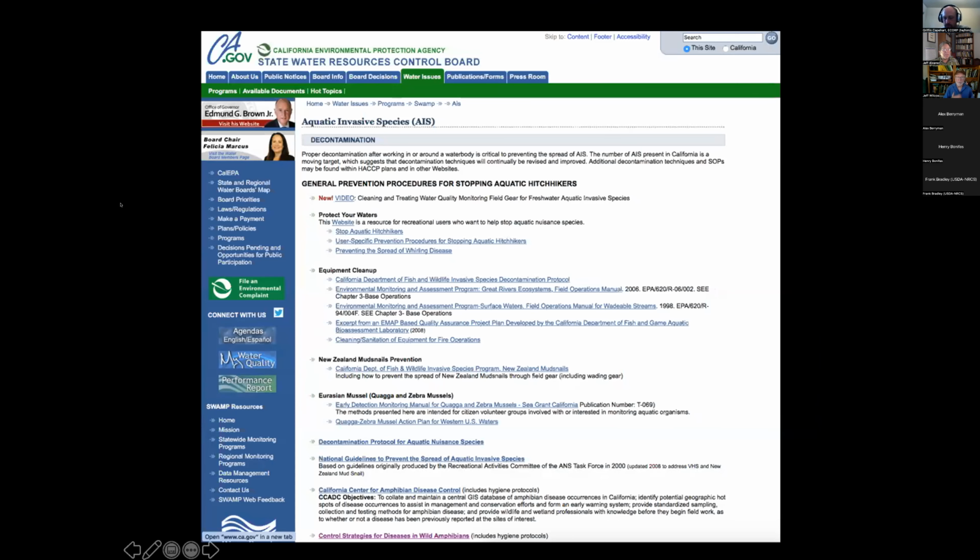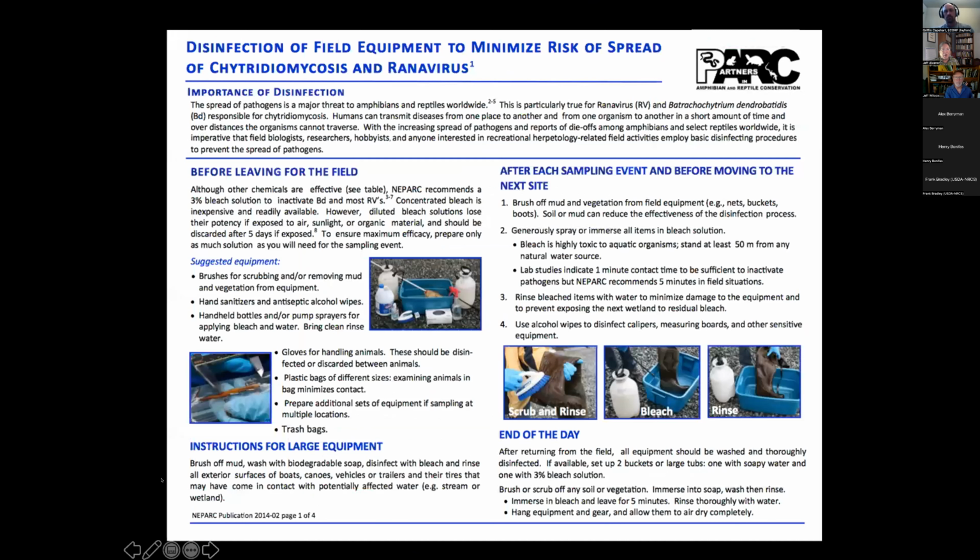So this is sticking with the decontamination protocol. If you haven't figured it out already, you can look up this stuff online. The Water Board has a webpage that has decontamination protocols. It's way down here on the bottom, but you still can find it. So look up theirs if that's the one you need to use. PARC, Partners for Amphibian and Reptile Conservation, has their own. It's very, very similar, but this version tells you how to do it in the field. It can be modified in some ways, but you have to make sure that it's effective. So it being effective is the critical point here, and we'll talk about how that changes with what you use.